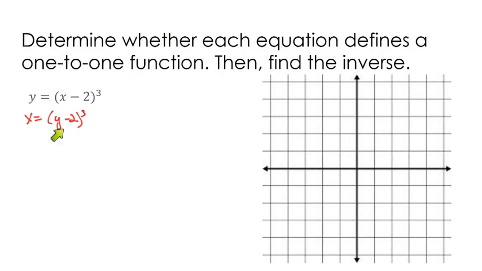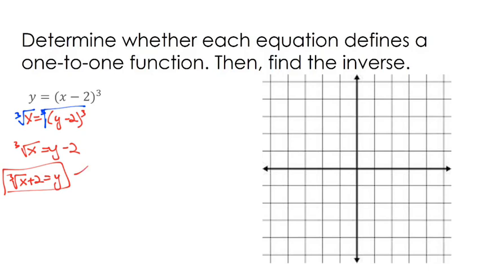And now I'm going to solve for my new y right here. So my first step is I'm going to take the cube root of each side of my equation, because I want to undo that third power exponent. And I'm left with y minus 2 equals the cube root of x. My last step is I'm going to add 2 to each side of the equation to isolate the y. So that means my inverse function, if I use that inverse function notation, f inverse of x equals the cube root of x plus 2.